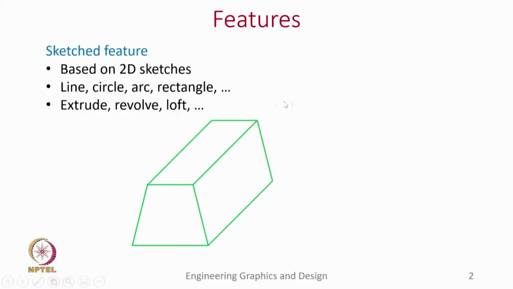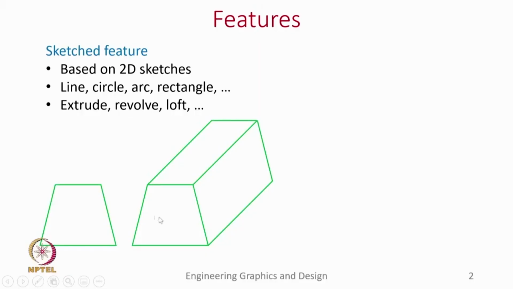So, there are two ways we develop features. The first is the sketched feature. What you see here is a solid, and to create this solid you first notice that in one dimension the cross section remains constant. So, we can start by creating a 2D sketch of that cross section like this, by using lines, circles, arcs, rectangles, and many other features the software provides. Once we are done creating this sketch, what we create is a profile.